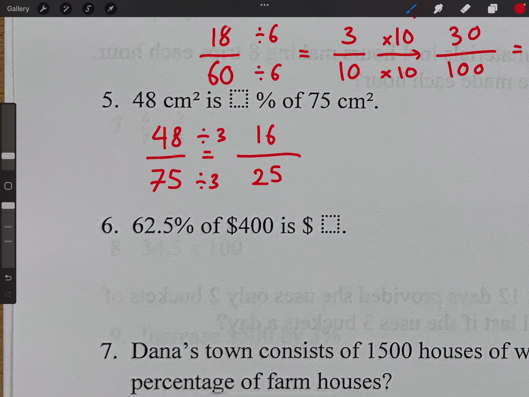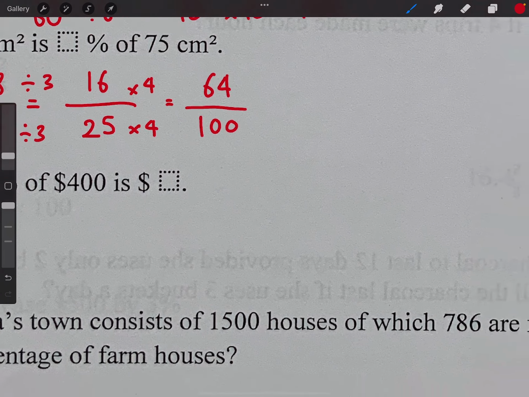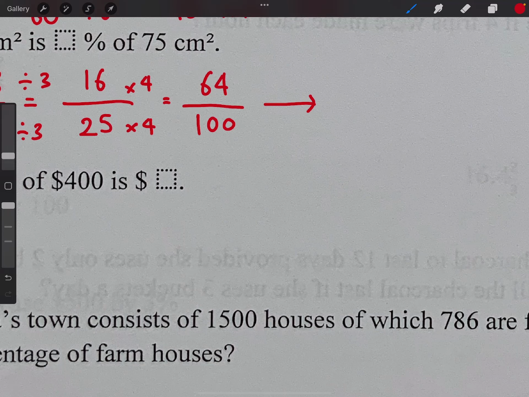Now, to turn it into percentage, I need this number at the bottom to be over 100. Okay, so how do I turn 25 into 100? I times it by 4. And then I times the top by 4 as well. Because what you did to the bottom, you must do the same to the top. So 4 times 25 will give me 100. 4 times 16 will give me 64. And then you can clearly see that this is going to be 64%. Whatever the number on top, that's your percentage, as long as the bottom number is 100. Okay, next question.